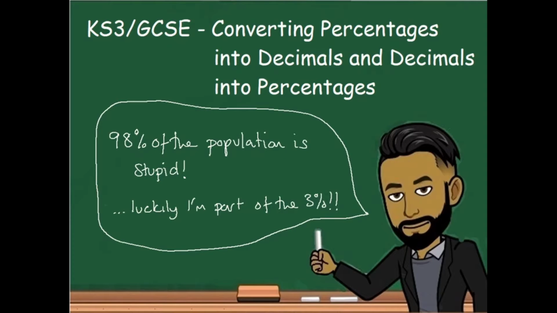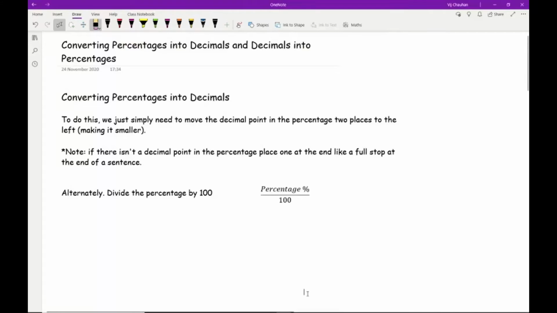So in this video we'll be going through how to convert percentages into decimals and decimals into percentages. Now converting percentages into decimals and decimals into percentages I would say is probably going to be the easiest conversion out of the FDP trilogy.